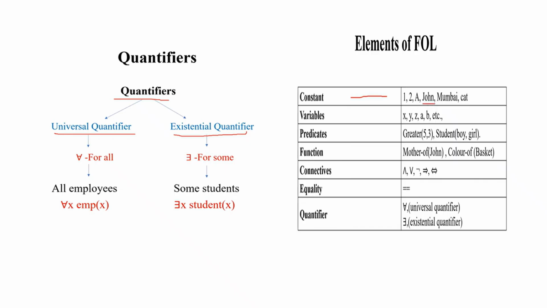Then we have the connectives, such as the implies symbol, and then equality, which is the equal sign. And then the quantifiers: for all and there exists. So this is the basic structure of FOL, that is, first order logic. Thank you.